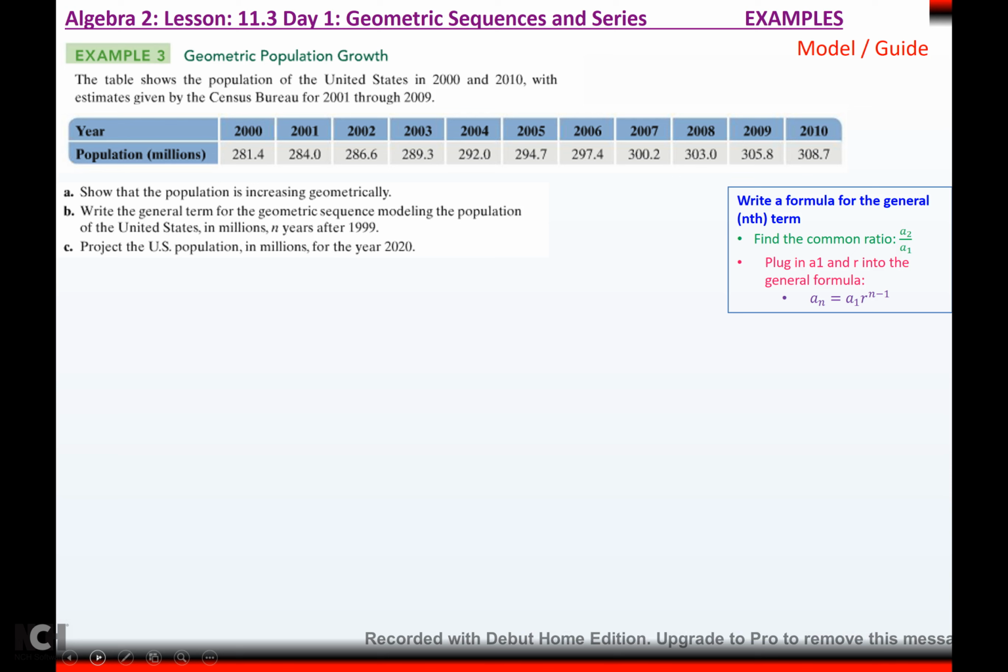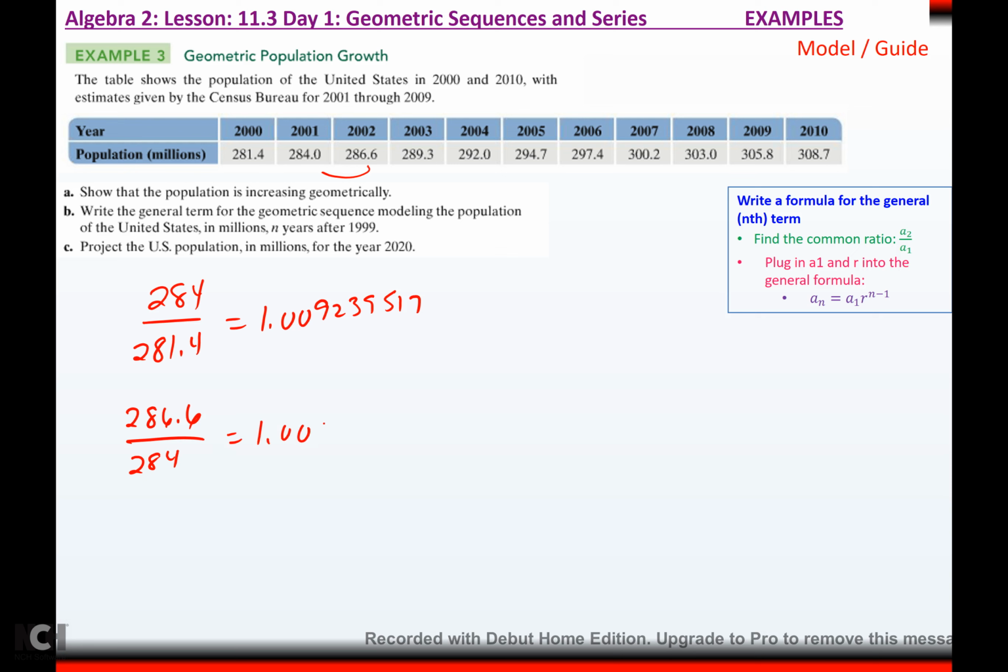Alright, so it says a table shows the population of the United States in 2000 and 2010, with estimates given by the Census Bureau for 2001 through 2009. Show that the population is increasing geometrically. To do that, you have to do the division. So 284 divided by 281.4 is 1.0092395517. Try the next two. 286.6 divided by 284, and you get 1.00915493.